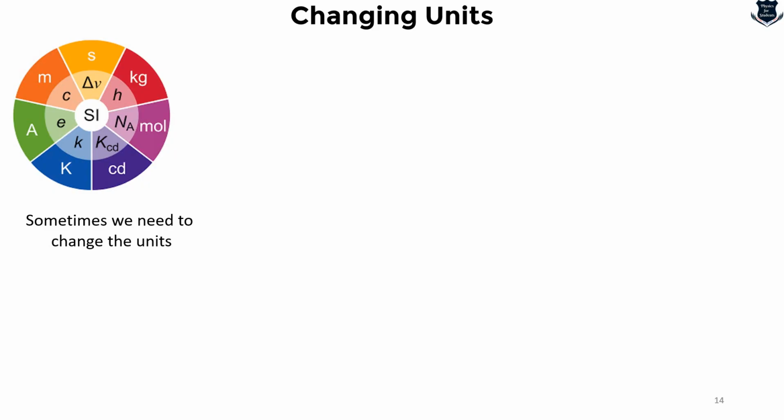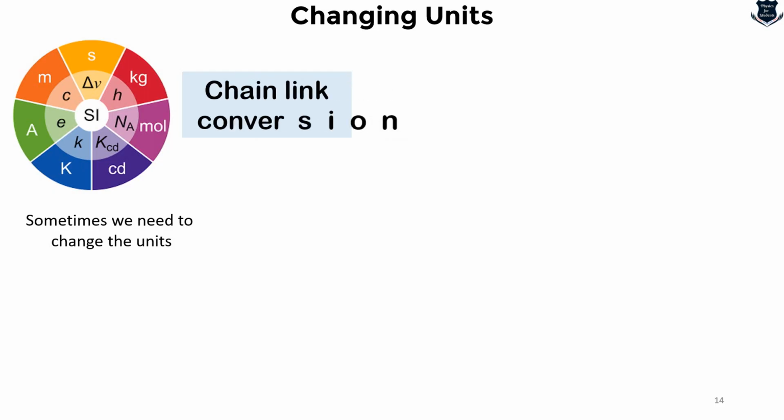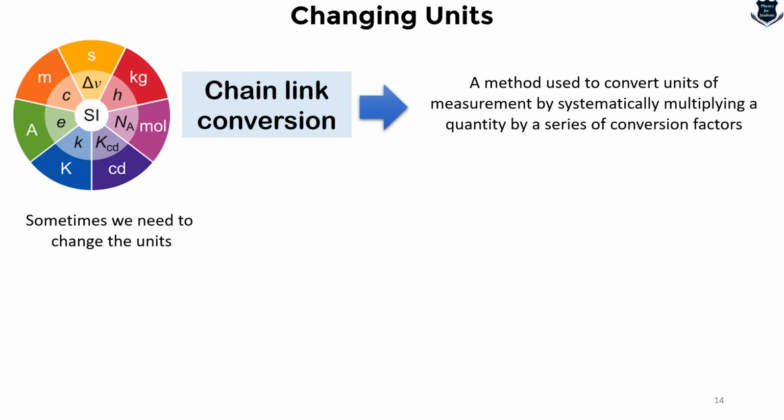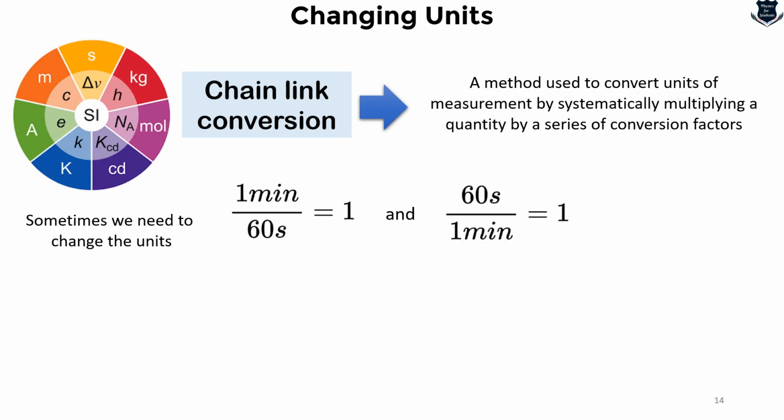We do so by a method called chain link conversion. This is a method used to convert units of measurement by multiplying a quantity by a series of conversion factors. For example, 1 minute upon 60 seconds equals 1, and 60 seconds upon 1 minute equals 1.